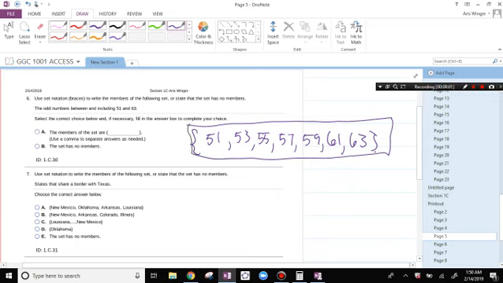Use set notation to write the members of the following set, or state that the set has no members. States that share a border with Texas. That would be this crew right here. It's A.